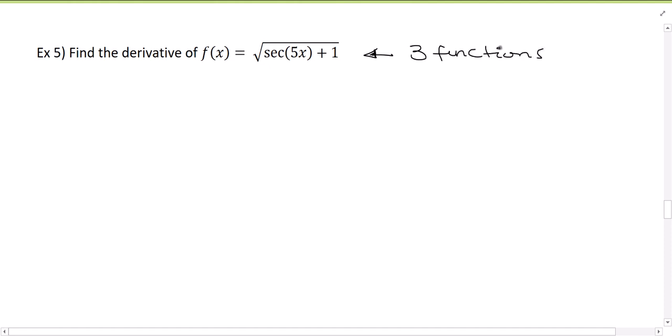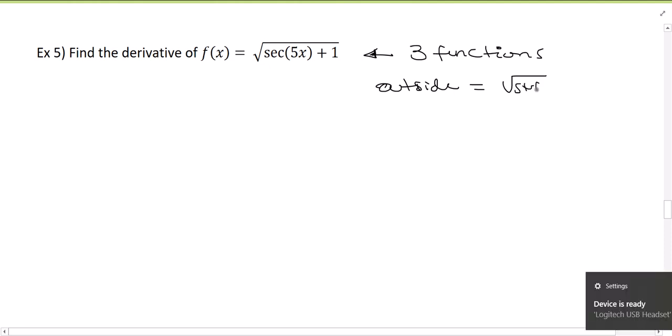So hopefully you were able to identify 3. And if you're just starting this video, that's okay. Can you identify what the 3 functions are? So we're going to have the outside, middle, and inside. Let's talk about what's the outside function. The most outside looks like it's the radical, so it'll be the square root of stuff.